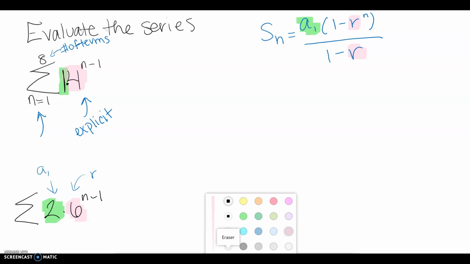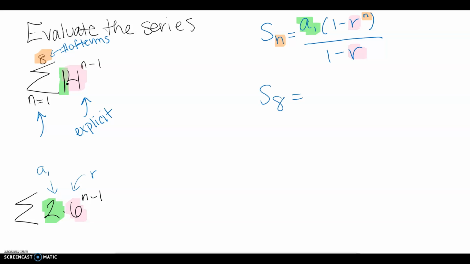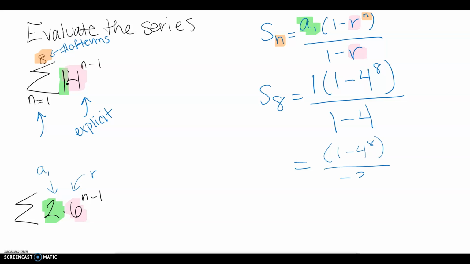Remember, our n is just the number of terms, and that is right here, and that's what we're going to be plugging in there and there. So we have the sum of 8 terms equals a of 1, which is 1, times 1 minus the ratio, which is 4, to the 8th, and then all divided by 1 minus 4. So 1 times that is still just 1 minus 4 to the 8th. And then this is negative 3.